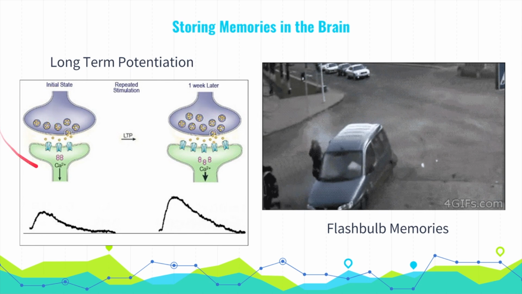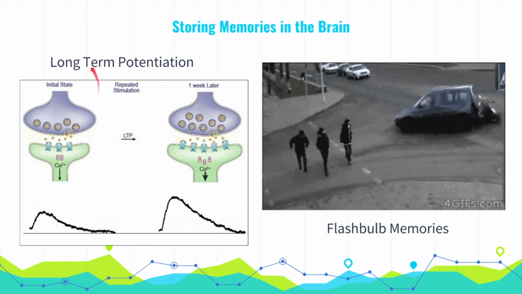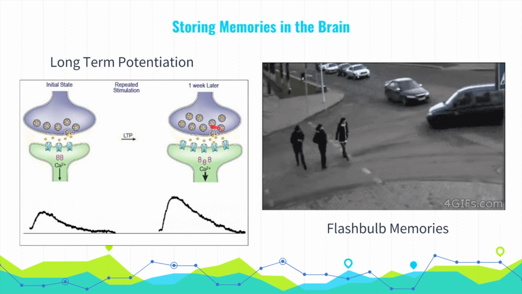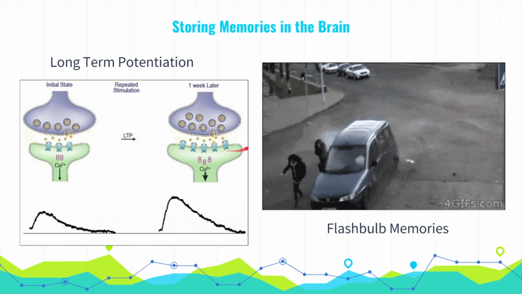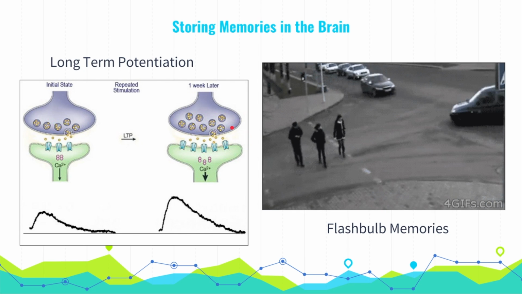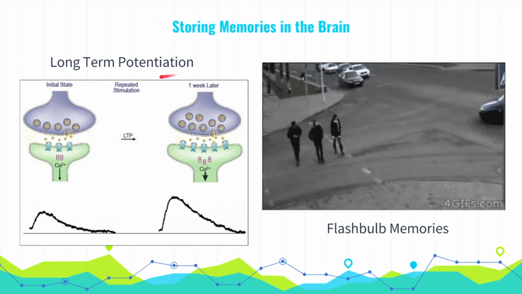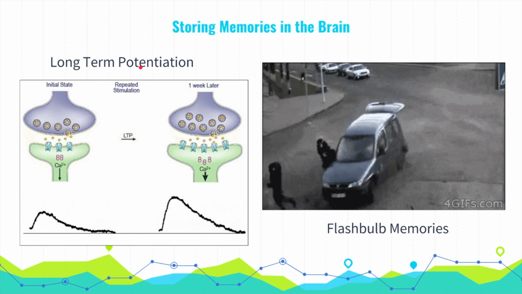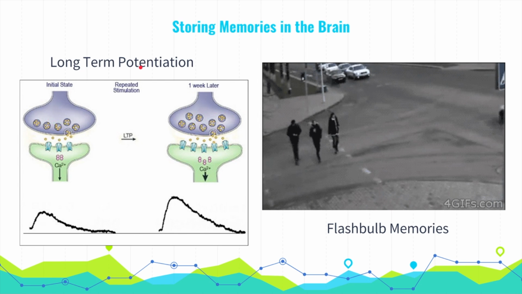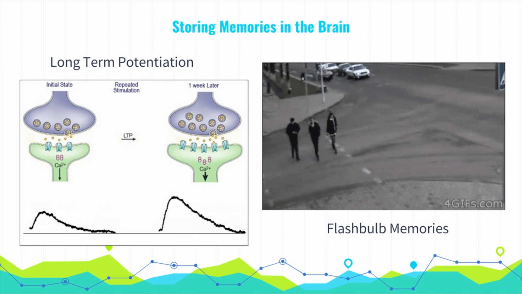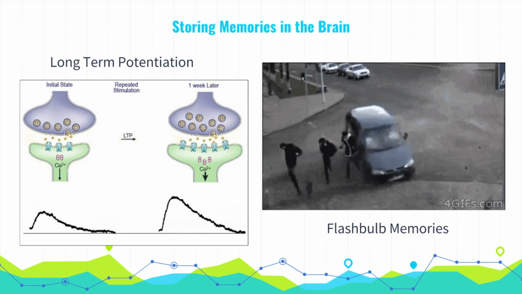Pretty basic. You have your initial state where there aren't that many transmitters, then after repeated stimulation, you have a lot more. And that's essentially what memory is. Long-term potentiation, or LTP, is just the strengthening of certain neural networks after intense use. Memories encoded through LTP are pretty hard to get rid of, but you can lose recent memories through electric shocks or a blow to the back of the head.